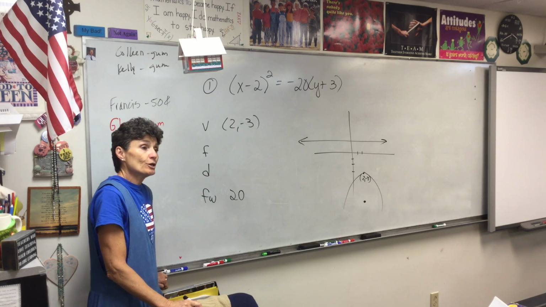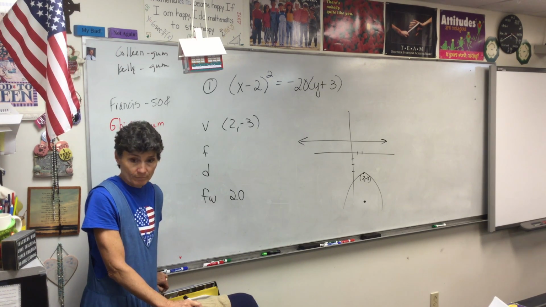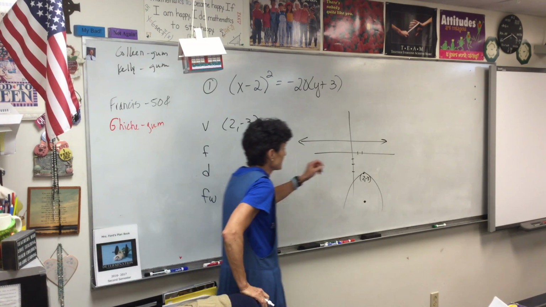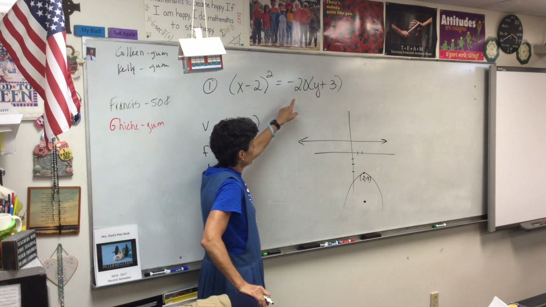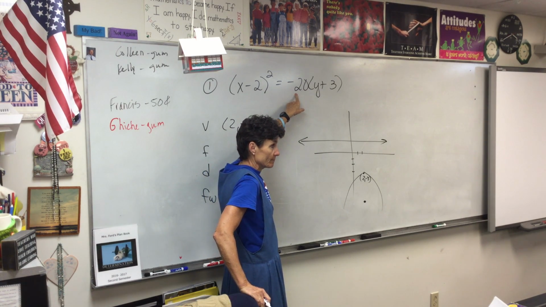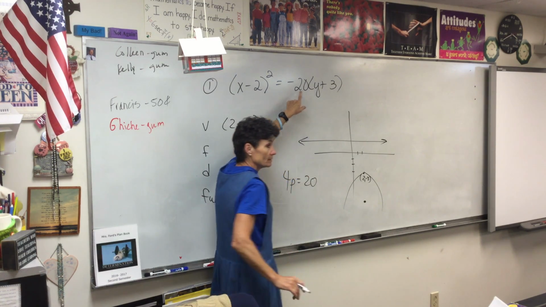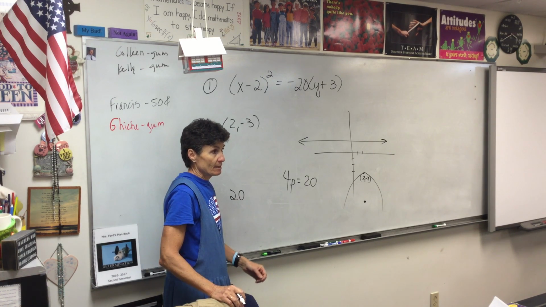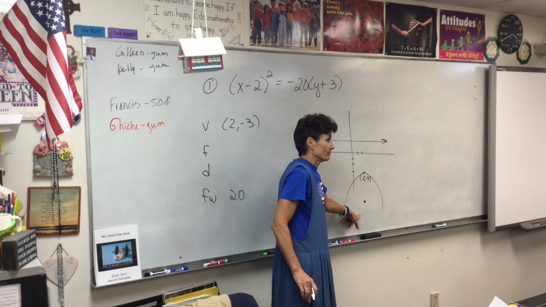Now, in order to know where those things are, I need to know how far up and down I need to go. So how do I determine how far up and down I go in a parabola? It has to do with this number right here. That number is 4p. So 4p is 20. What does that mean then? I'm going to start right here and go down 5.